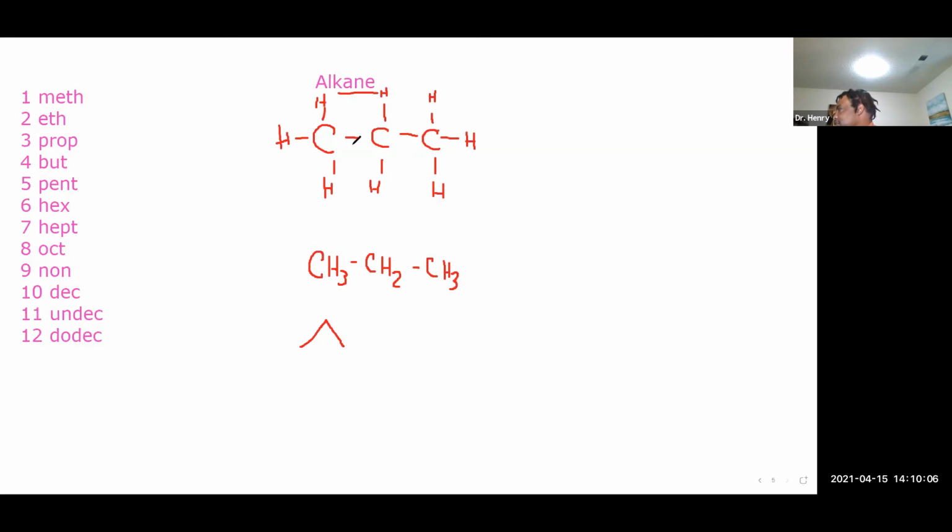Okay, so carbon could have 4 bonds, up to 4 bonds, right? And it keeps obeying the octet rule. So that's the maximum it has. So when it's saturated, the term saturated basically means that you only have single bonds.